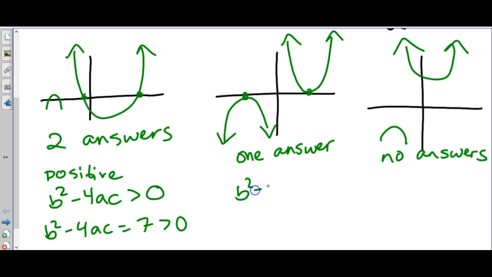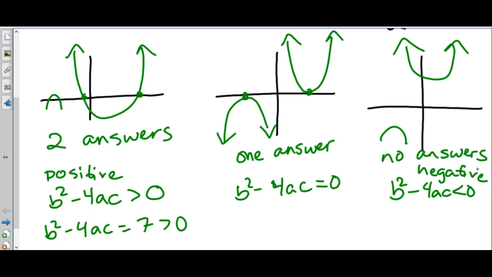For one solution, our discriminant is 0. And if our discriminant is negative, so less than 0, that's when we have no answers. So instead of actually getting the picture, if we just find the discriminant, we can decide: do we have 2 answers, 1 answer, or no answers?